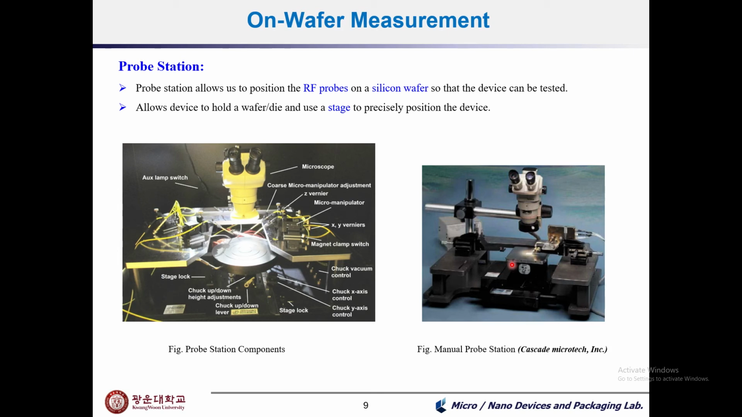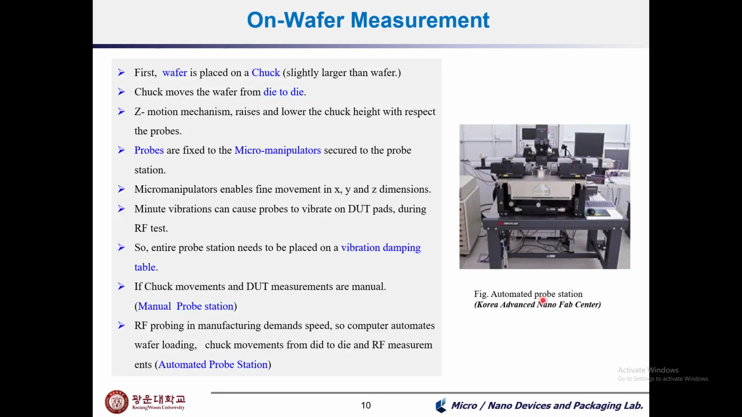Another type is the automated probe station, which is equipped with a computer automation system for the wafer loading as well as for the chuck movements. This kind of automated probe station is especially used in manufacturing processes, or we can say in the case of production, where speed is demanded. So this is the basic working principle.